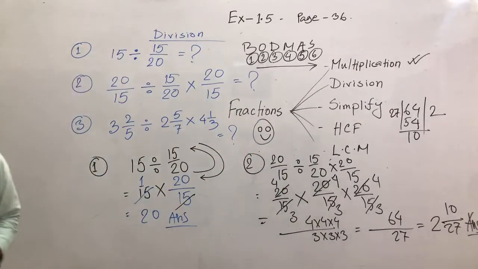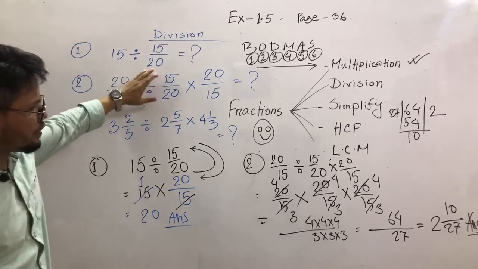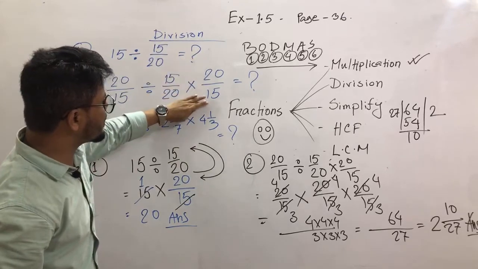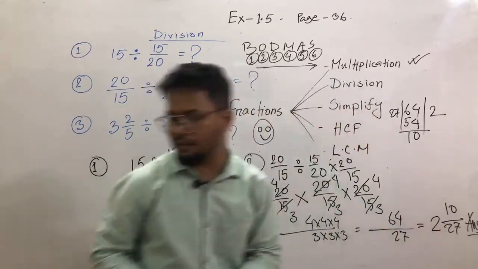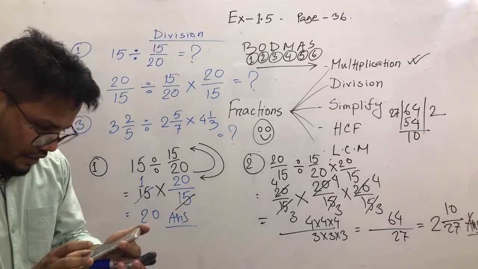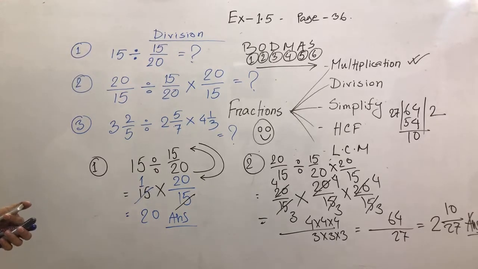Why? Is there any mistake? 20 by 15 divided by 15 by 20, and then 20 divided by 15. This answer is 2 whole 10 by 27. I think many students here made a mistake. The answer is 2 whole 10 by 27.